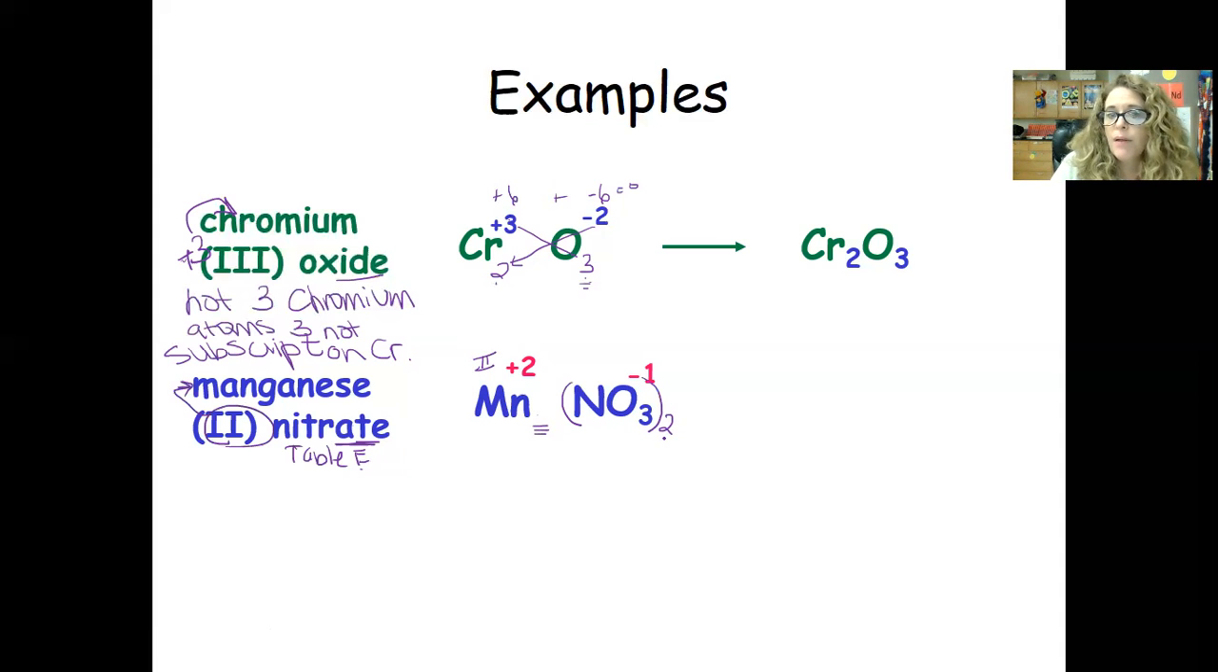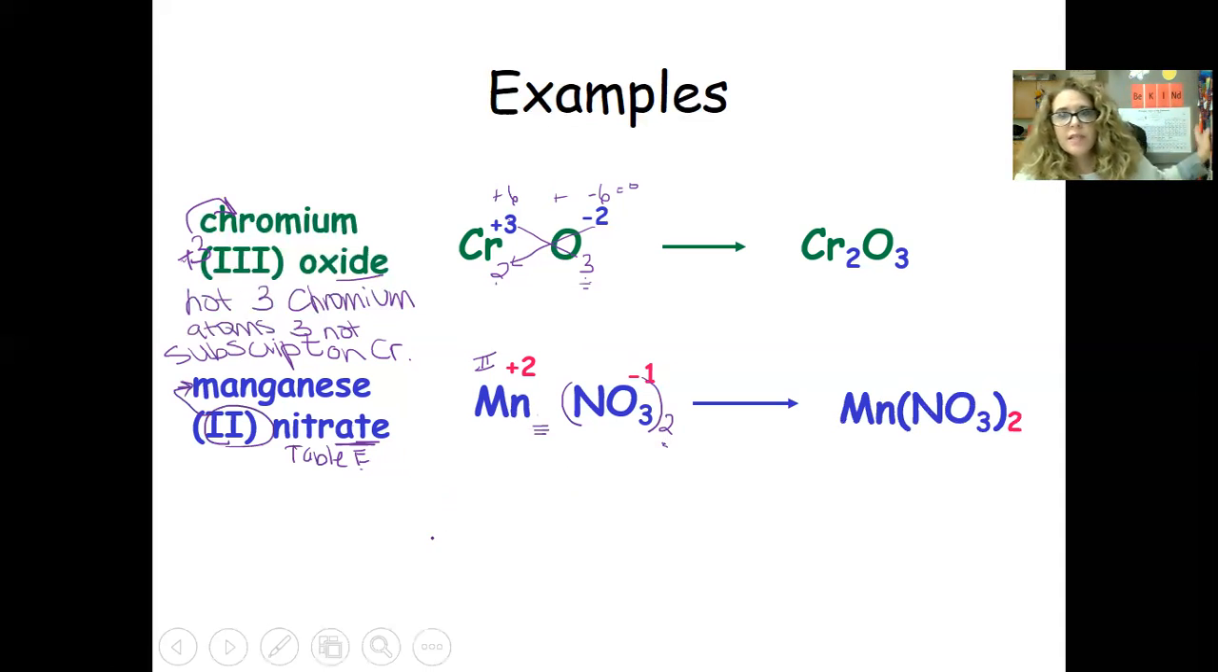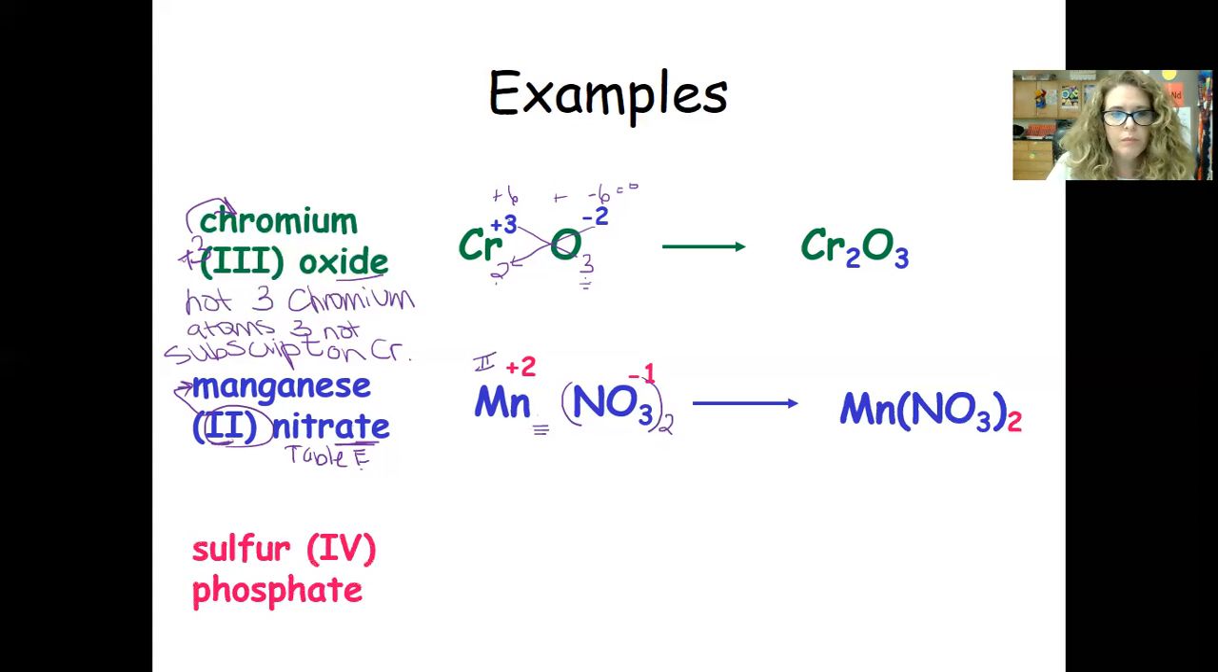It actually ends up on the other side. Oops, sorry about that. So when we write our final answer nice and pretty, we have manganese, Roman numeral 2, nitrate. Because manganese lives in the center neighborhood, the transition metals of your periodic table, and it has more than one oxidation state, so you just don't pick one. You have to be able to write it using the correct oxidation state for the chemical compound that's been formed. So now let's look at sulfur, Roman numeral IV.